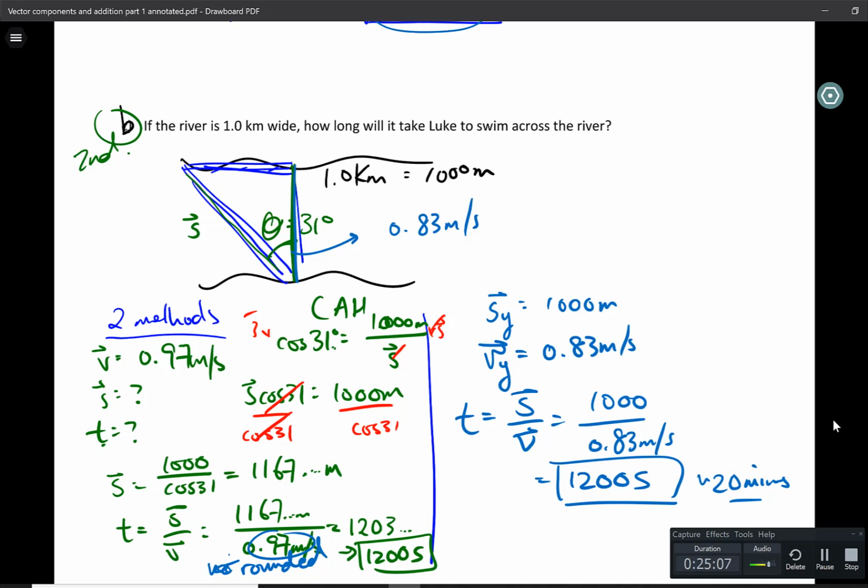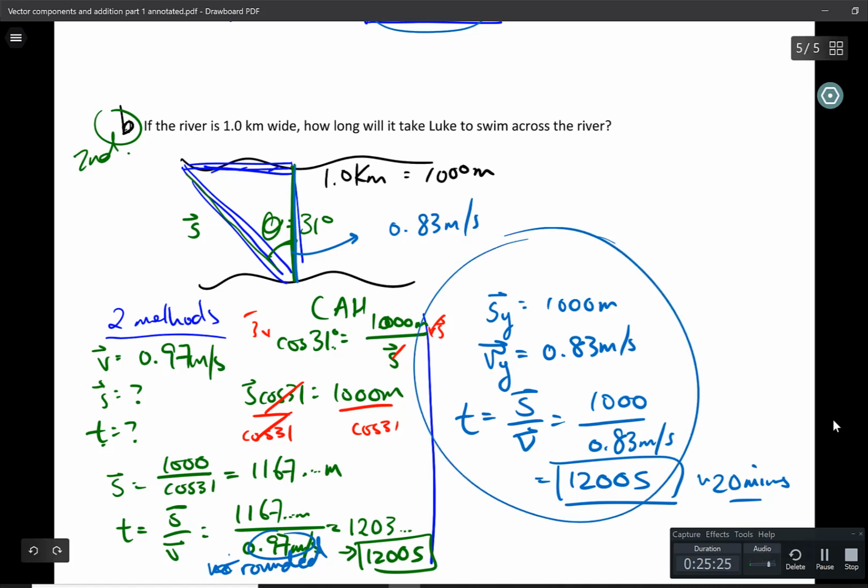Okay, so in terms of level of understanding, if you've done the second method I've shown you, it shows me you have a deeper understanding of the problems and the concepts at play. So I have a small preference, but even if you did the first method, you clearly showed me you understood the fact that the displacement would be different because Luke is traveling at a diagonal, okay?